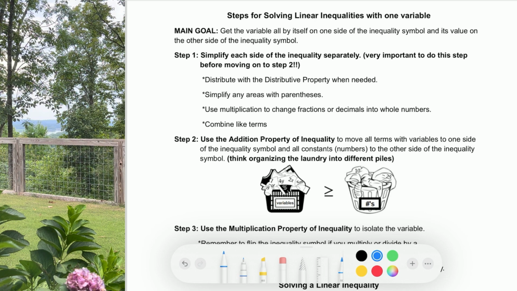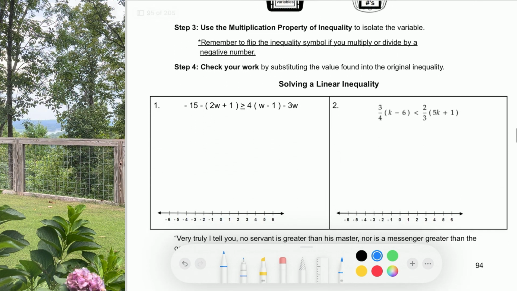The next thing is to use the addition property of inequality. That's where you are adding or subtracting items from side to side. Step 3 is to use the multiplication property of inequality, which we just did, to isolate a variable. And the key part is remember to flip the inequality symbol if you multiply or divide by a negative number. Step 4, check your work by substituting the value found into the original inequality. So you can pick any number within your solution set, plug it into the original problem, and see if it's true. If it's not true, then you've done something wrong, okay?